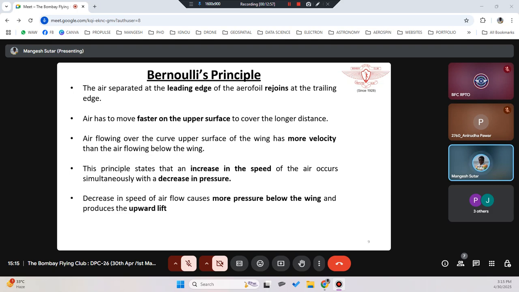Whereas below there is a shorter distance to cover, so the air will try to move slower. Since it is slower, the decrease in speed will increase the pressure. So this pressure difference will cause the upward lift. Okay, so let's see now from a pictorial perspective.